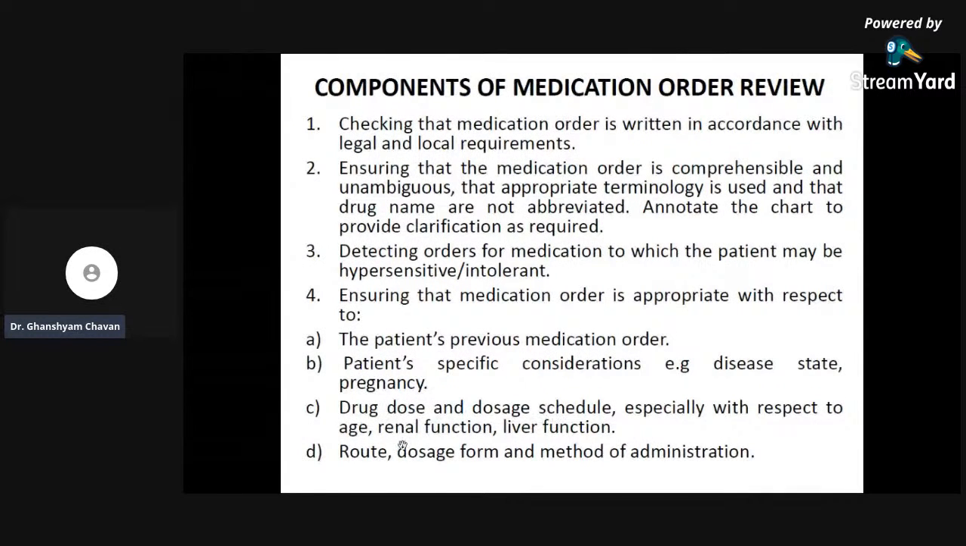Next is route, dosage form and method of administration. These things are also important when we are considering any drug. By which route we are giving that drug, which dosage form we will decide, and the method of administration, how we will administer that drug. By keeping these things in mind, we will decide the appropriate drug for the medication order.